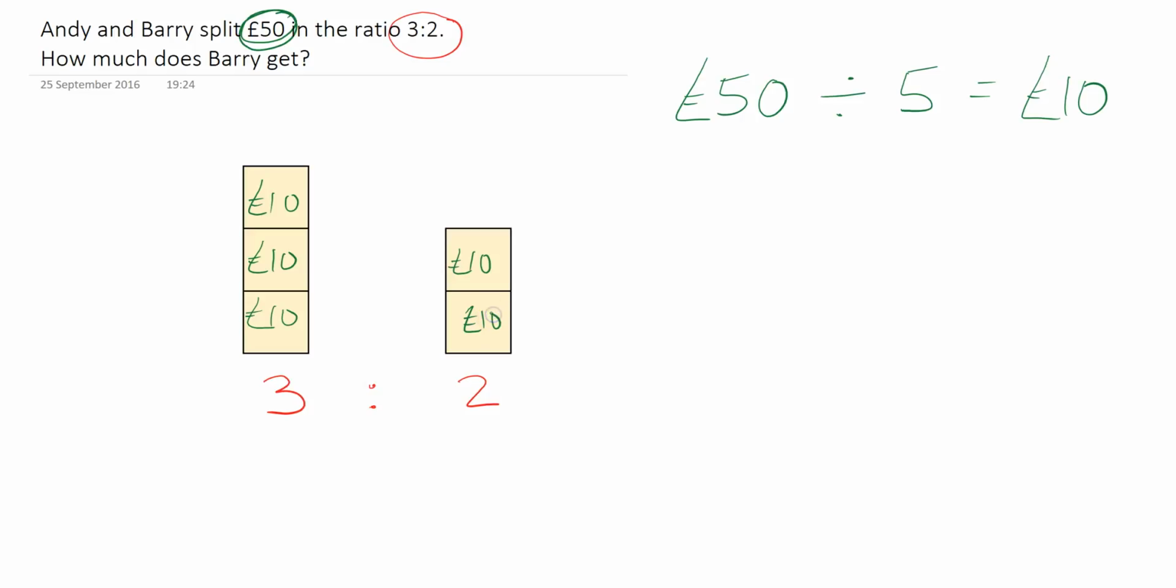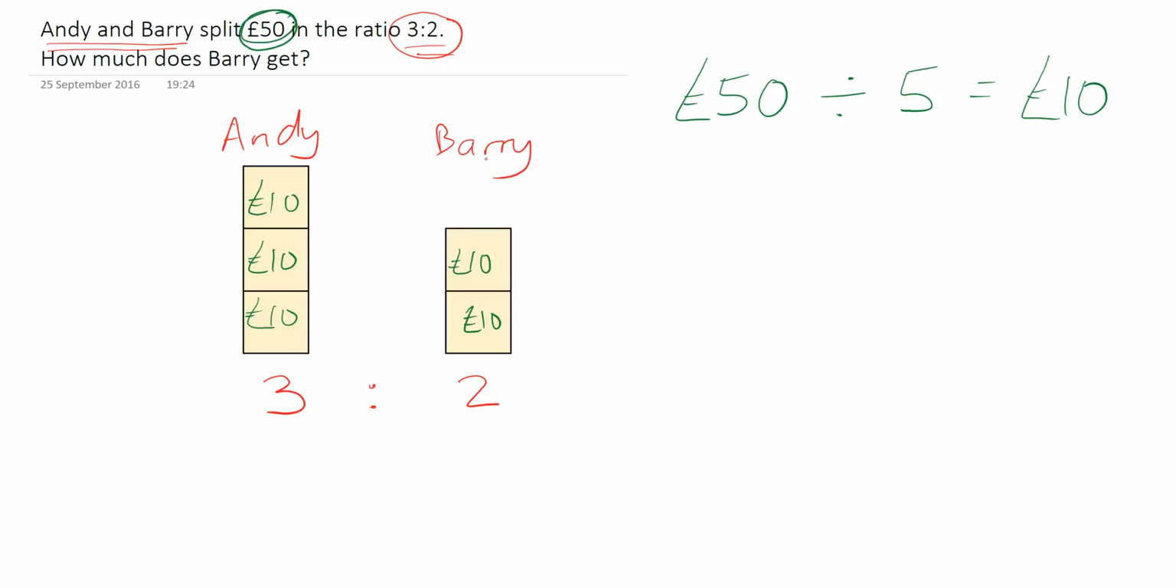And then you can use this to actually answer the question. Sorry, what I should have done at the start is note that the ratio is always shared in the same order as the wording over here. So Andy would get the 3 parts, so I should write at the top here Andy, and then the 2 parts belong to Barry.